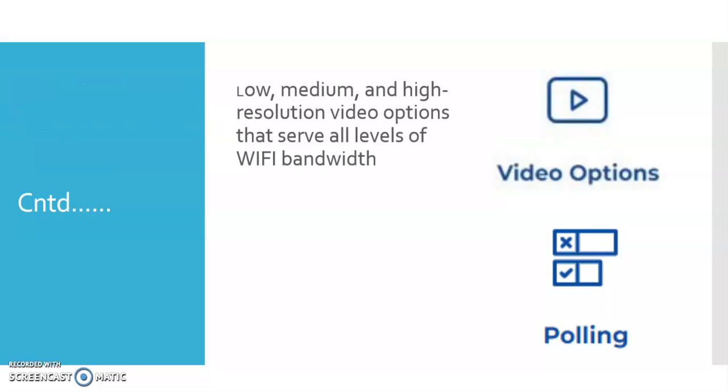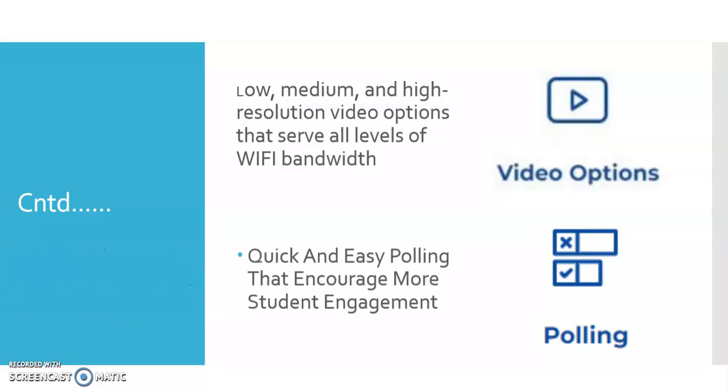Then we have video options. You can get all qualities of video options, either low, medium, high, or even HD, that will serve the kind of Wi-Fi bandwidth that you have. So it will adjust. If your bandwidth is quite low, the video quality can go low, and similarly the same happens on the other side. Then we have quick and easy polling, and that encourages student engagement.